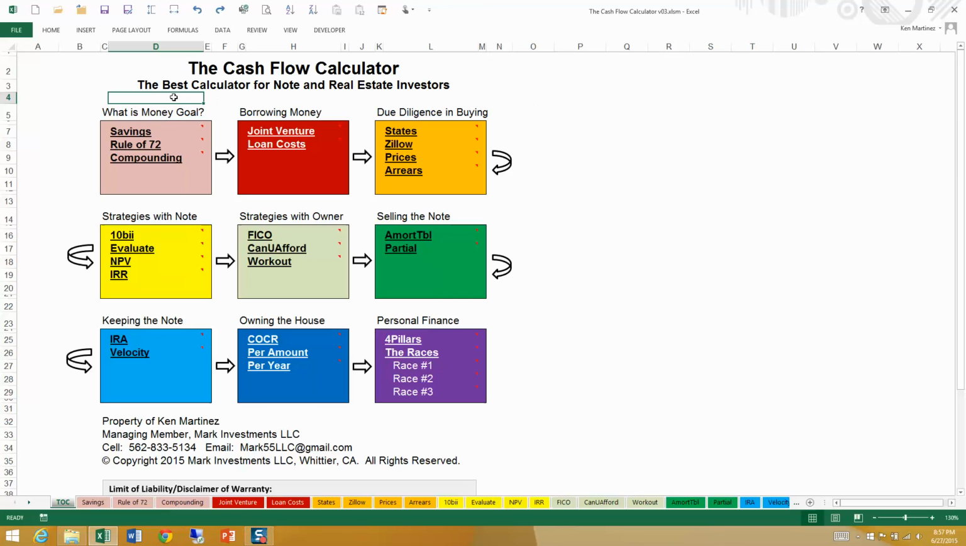So that's it. These are all the scenarios I could initially think of that a note or real estate investor would want to know.